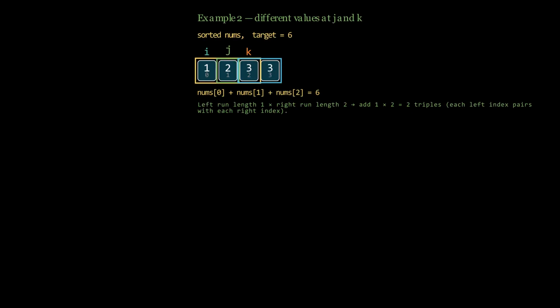Case 2, sorted array 1, 2, 3, 3, target 6. Fix i at index 0. The pair sum at j and k is 2 plus 3 equals 5, which matches need. The left run of 2s has length 1, the right run of 3s has length 2. Multiply, 1 times 2 equals 2 triplets.